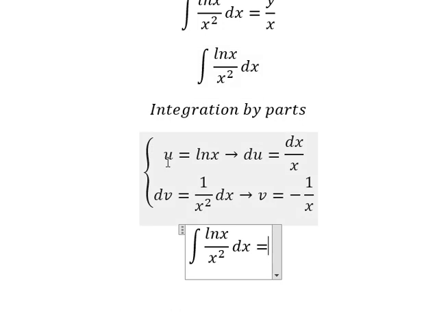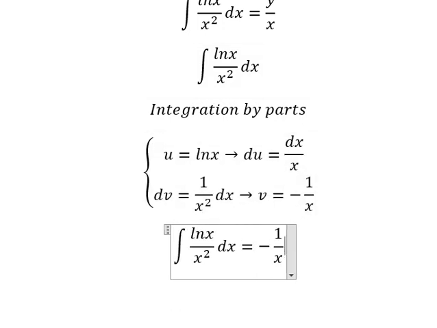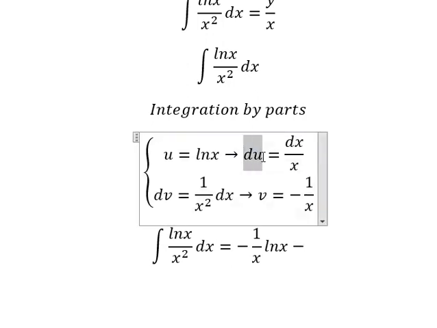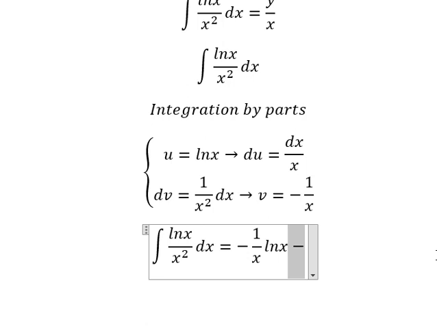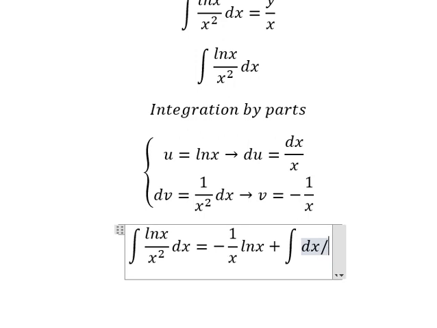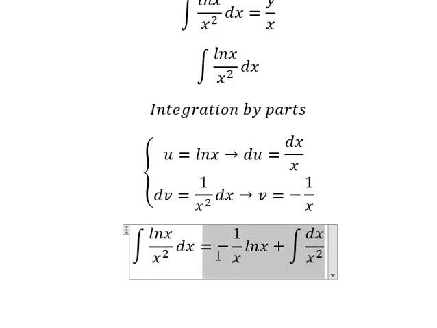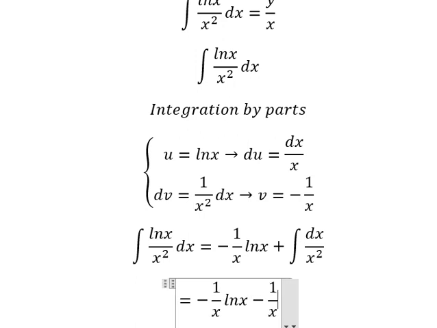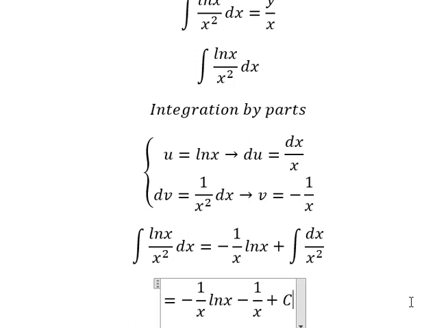So we have u multiplied by v, and that is negative 1 over x ln x, minus the integration of v du. So negative and negative, we have the positive. Now we have the integration of dx over x squared. The integration of this one, we have negative 1 over x, and I will put c.